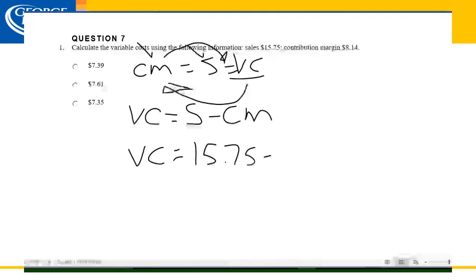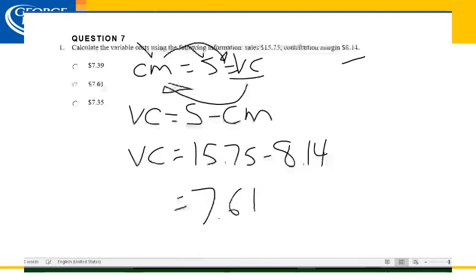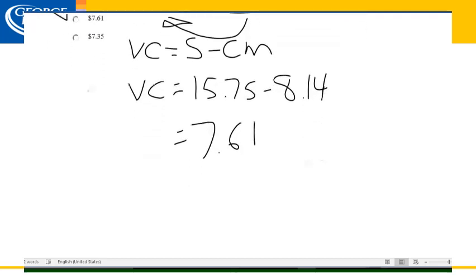Okay, so in this case, our variable costs are equal to 15.75 minus our contribution margin of $8.14. There we are, just like that. And if we work it out on a calculator, it should come to 15.75 minus 8.14. I put in the wrong number there. 15.75 minus 8.14 equals 7.61. So our variable costs per unit were $7.61. And in this case, it's not C, it's B. Okay. Alright, let's continue down the list.